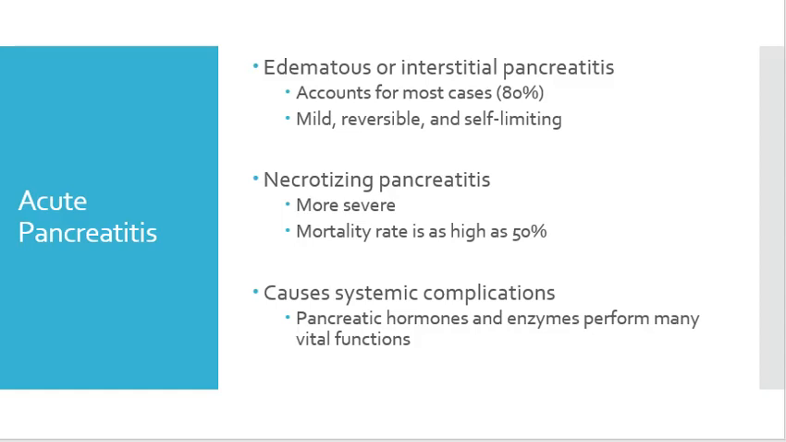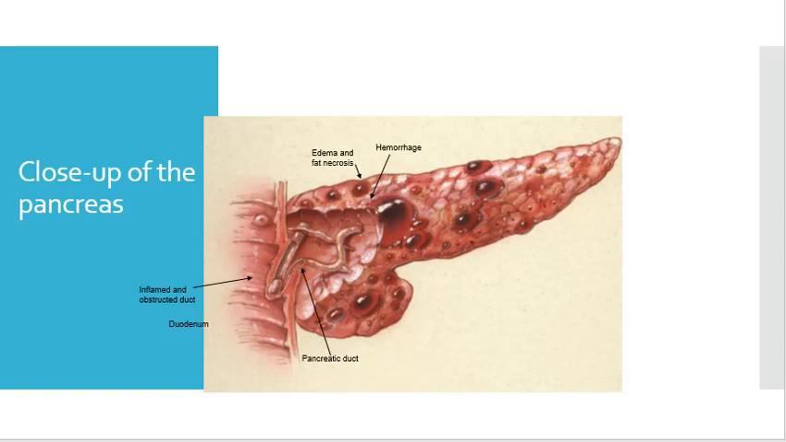The onset of moderate visual disturbances or even blindness in a patient with acute pancreatitis as a result of retinal vessel thrombosis is really uncommon. Despite the extensive literature on the complexities of the pathogenesis of complications related to acute pancreatitis, there have really been very few advances in the prevention and management of specific complications. This is just a close-up view of the pancreas. You can see here we have the pancreatic duct, the inflamed and obstructed duct, edema and fat necrosis, and hemorrhages.